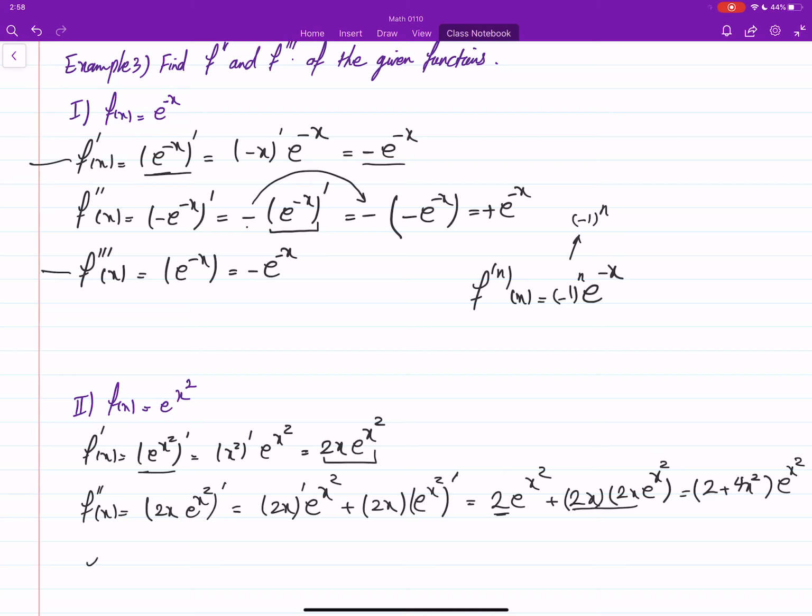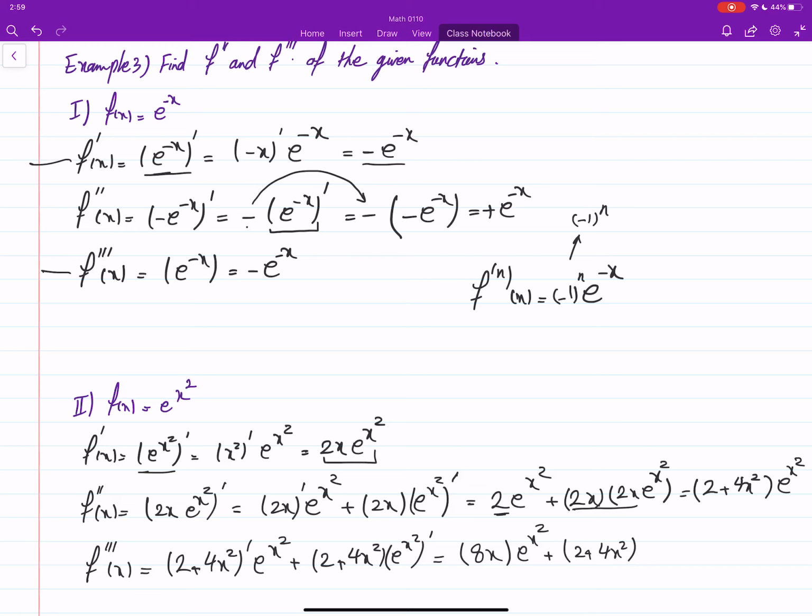We can differentiate one more time. Again the product rule comes in. And very same step, so it will be 8x from there, e to the power x squared plus 2 plus 4x squared. Again, the derivative of e to the power x squared is 2x e to the power x squared. This is something we computed.